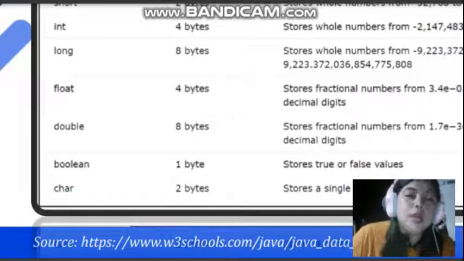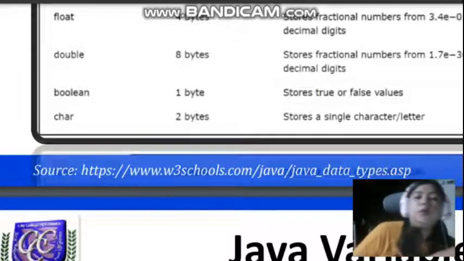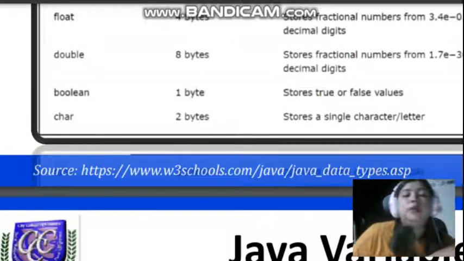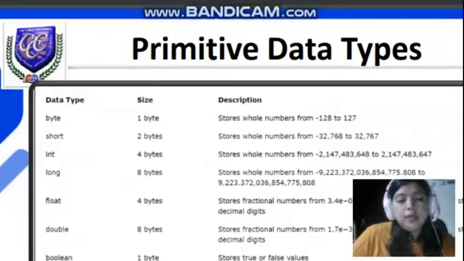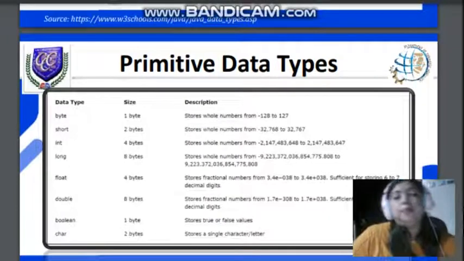So, meaning to say, kung etong mga nandito can handle whole numbers, this one can handle fractional or numbers with decimal places. Now, for Boolean, nabanggit ko na to kanina, it can handle or return true or false values. For character, it can store a single character or letter, which I already mentioned a while ago. So now, I think we are actually clear about primitive data types.